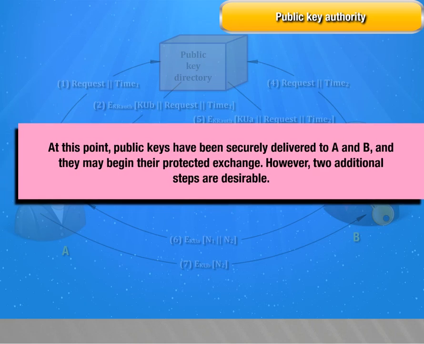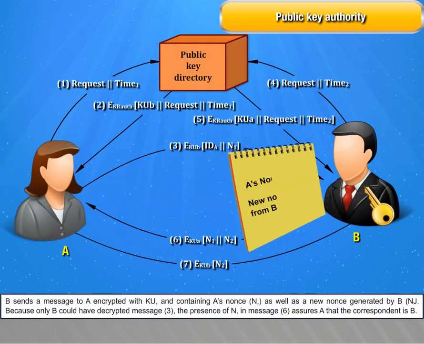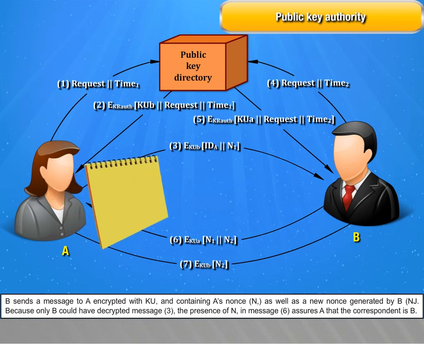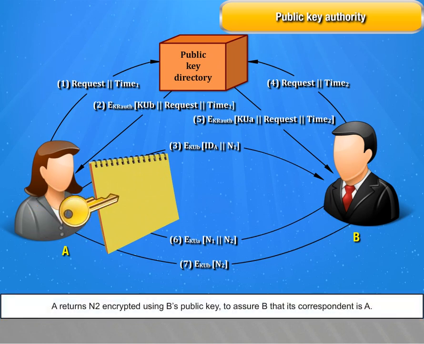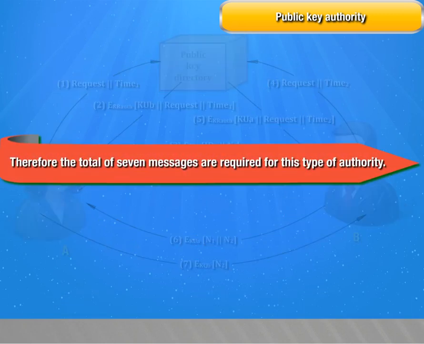However, two additional steps are desirable. B sends a message to A encrypted with KU A and containing A's nonce N1 as well as a new nonce N2 created by B. Because only B could have decrypted message 3, the presence of N1 in message 6 assures A that the correspondent is B. A returns N2 encrypted using B's public key to assure B that its correspondent is A. Therefore, a total of 7 messages are required for this type of authority.